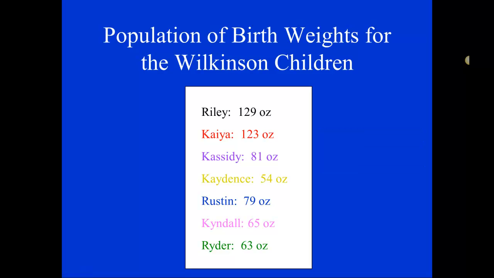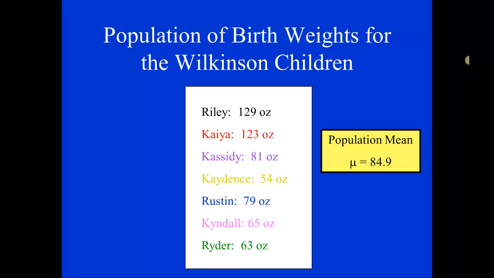If we want to come up with the sampling distribution, we're going to take all possible samples of size 2 from this population. So, for example, the first sample I might have Riley and Kaya. The next sample, Riley and Cassidy. The next, Riley and Cadence. The next, Riley and Rustin. The next, Riley and Kendall. Riley and Ryder. Then I would have Kaya and Cassidy, Kaya and Cadence, and so on until I had all possible two-person samples from this population.